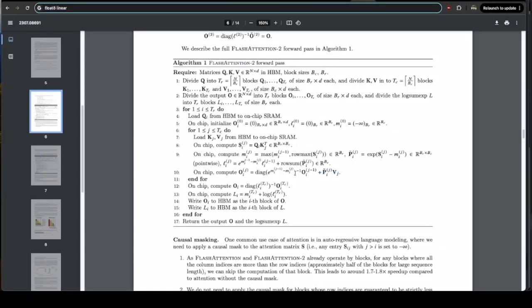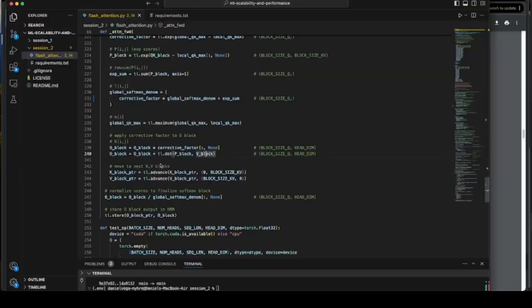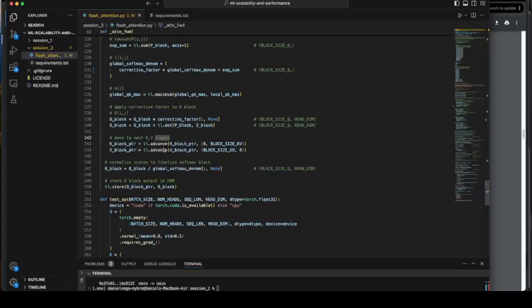So this is this line. Corrective factor to the previous O plus P matmul V. Corrective factor times previous O, and then add P matmul V. Okay. Now, finally, we are ready to iterate to the next block of keys and values.